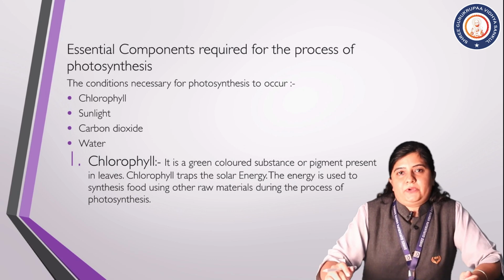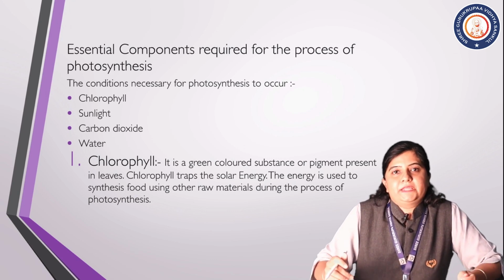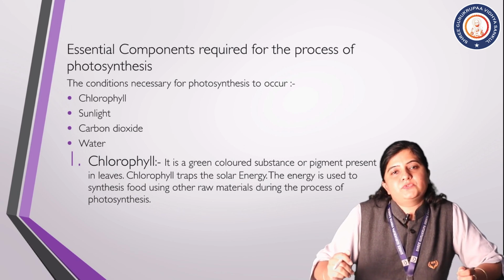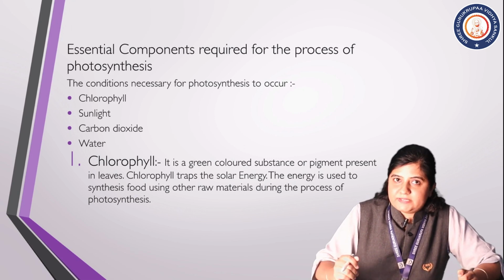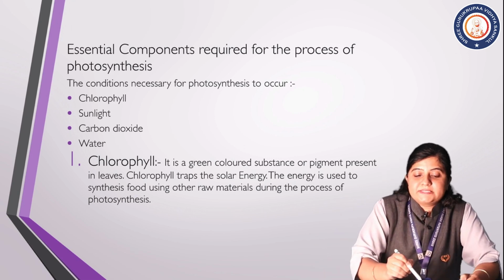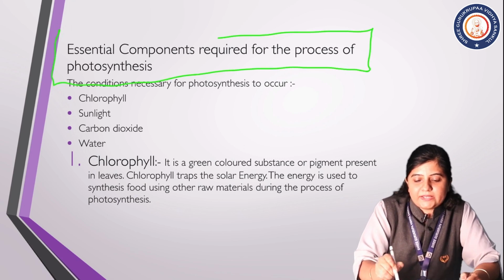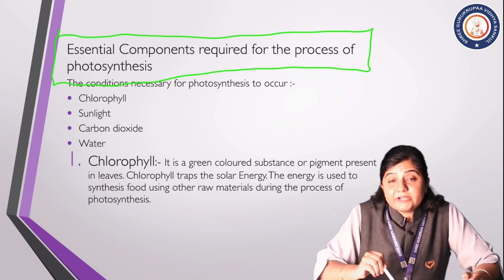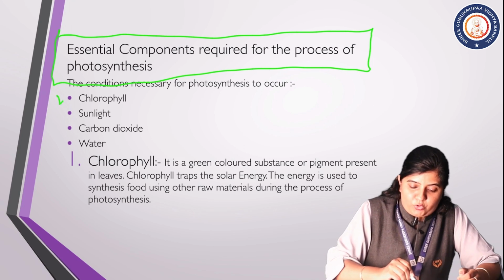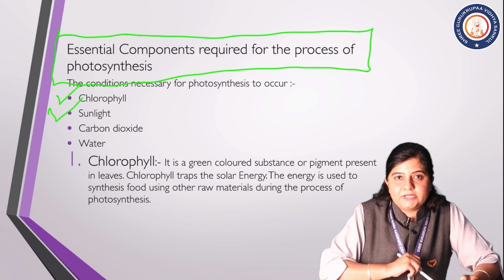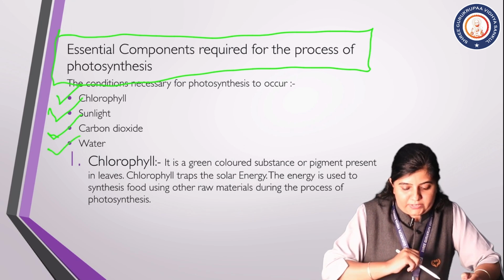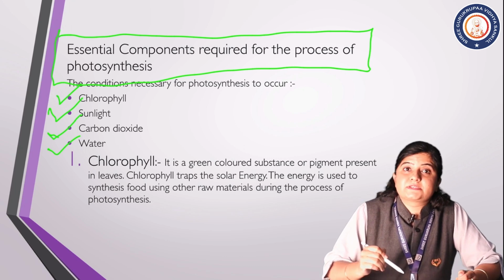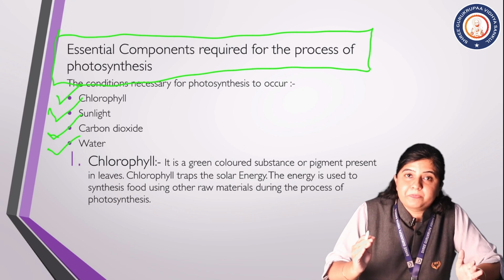What are the essential components? As I have told you, when we are preparing the food in our kitchen, we require some raw material. Same way, when plants have to synthesize their food, they also require some raw material. The essential components required for the process of photosynthesis are chlorophyll, sunlight, carbon dioxide and water. These are the four essential components required by the plant to do the process of photosynthesis. These are the raw material to prepare the food.